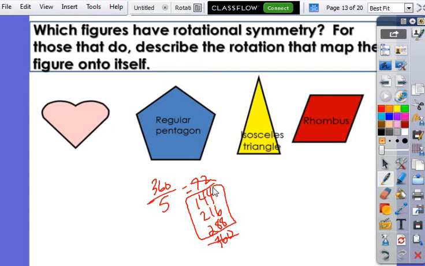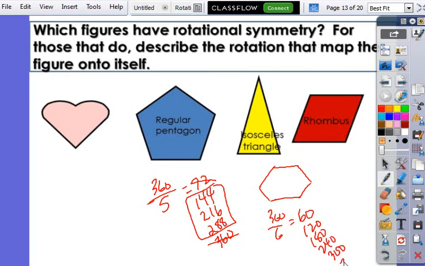If we had a hexagon, well, how many sides do I have? 6. So I would do 360 divided by 6. That's 60 degrees. So then I would say 120, 180, 240, 300, 360. You're not going to use the 60. You're not going to use the 360. Your answer would come from one of those. So if it's talking about rotational symmetry, that's what they're going to look at, is those.